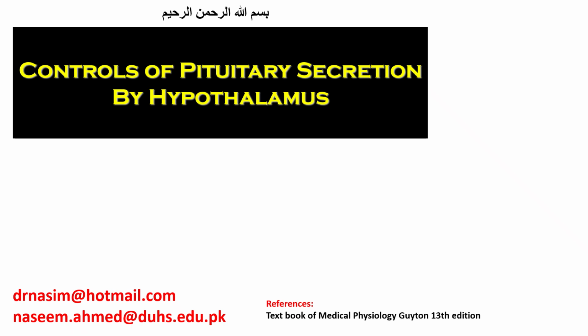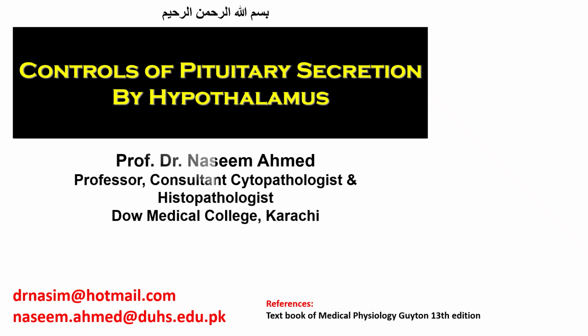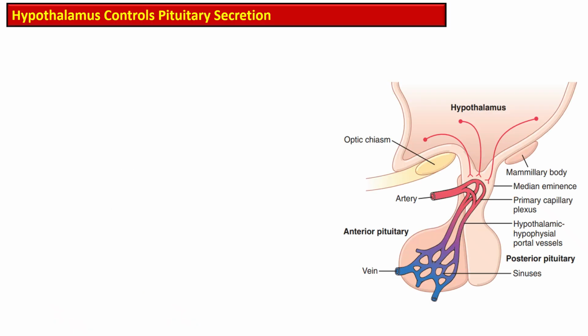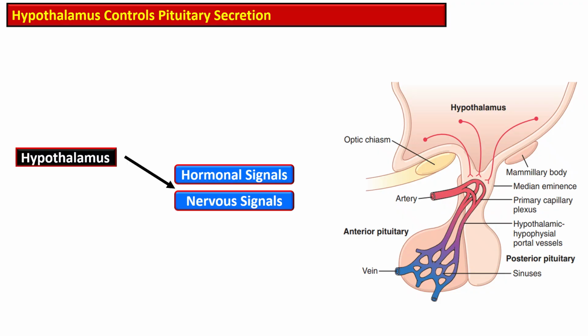Bismillahirrahmanirrahim. In this video, the control of pituitary secretion by the hypothalamus is discussed. So how does the hypothalamus control the pituitary secretion? The hypothalamus gives some hormonal signals and also some nervous signals to the pituitary gland.